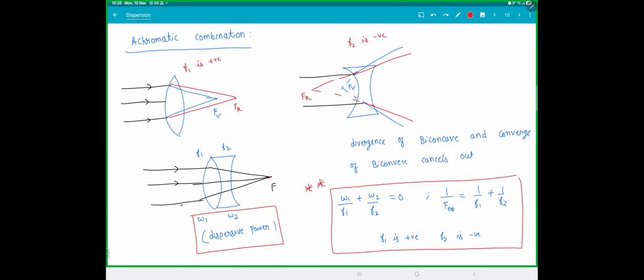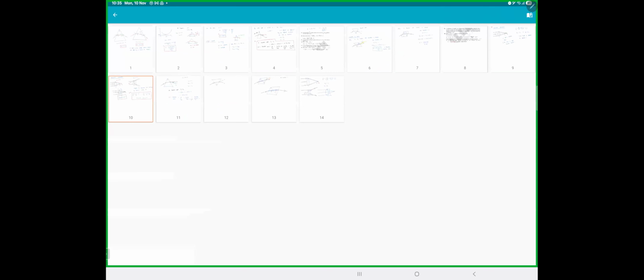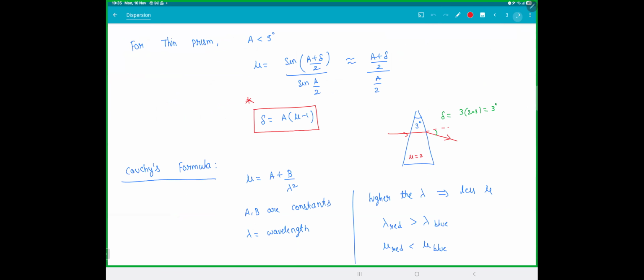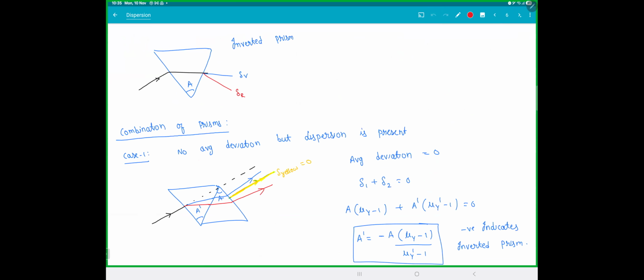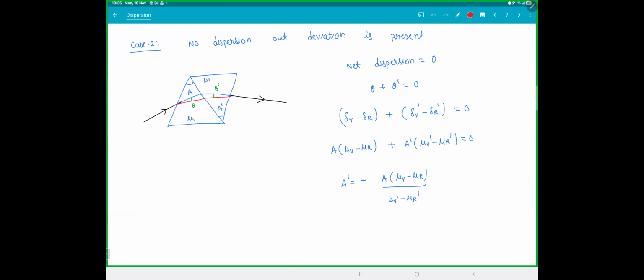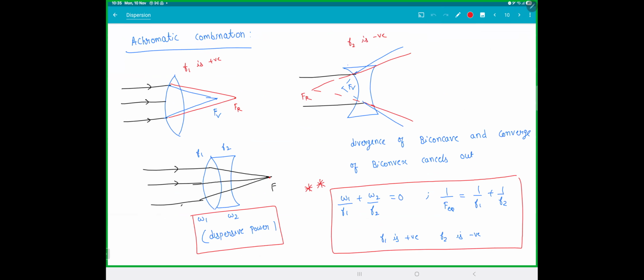Clear with this? So here again, in total how many formulas are there? Delta is A into mu minus 1. That is okay, that you know. Dispersive angle, dispersive power. Condition of prism, no average deviation. I won't say remember the formula, but remember deviation is 0, and the deviation formula you know. Then no dispersion, but deviation is there. This is the fourth one. And achromatic combination, the fifth. So there are 5 formulas here, and there are 6 formulas in diffraction. That's a big chunk there. Clear with this?